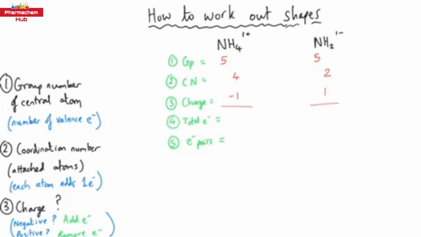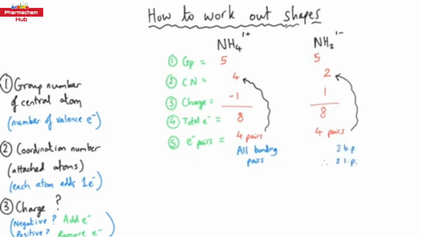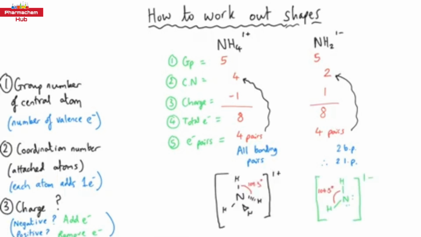We add all of these together, and so 5 plus 4 take away 1 makes 8. 5 plus 2 add 1 makes 8 as well. So they've both got a total of 8 electrons. When we divide them by 2, of course, that means that they will both have 4 pairs of electrons. And then for NH4+, when we track back to the number of bonds, we've got 4, so that means these are all bonding pairs. Whereas for NH2-, we find we've only got 2 bonding pairs, and that must mean that there will be 2 lone pairs. And then the final step from here is to draw the structures of those 2 shapes.